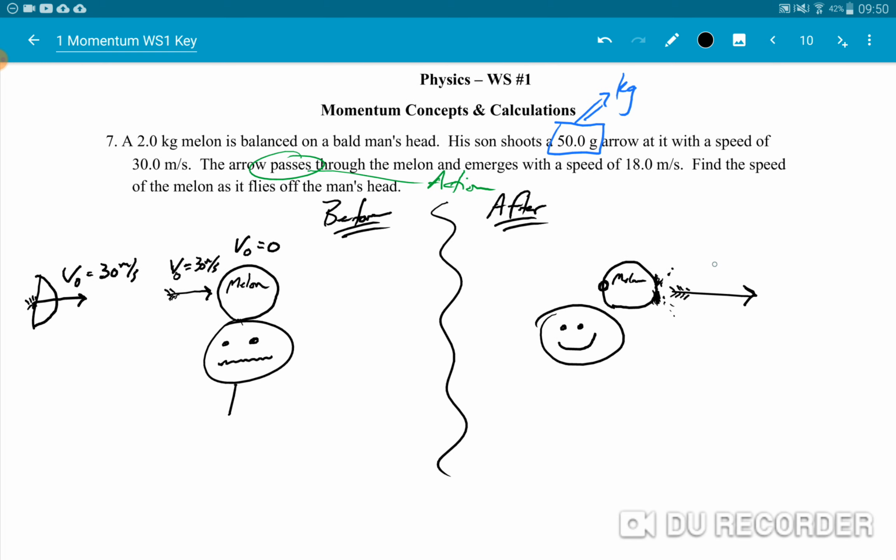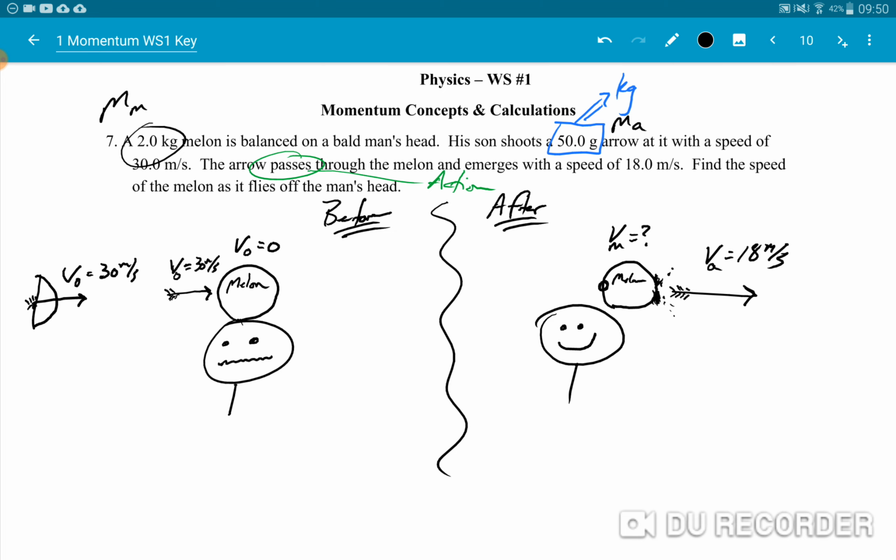So now we actually know the emerging speed. So the speed of this arrow at the end is 18 meters per second. The speed of this melon here, I'll put M for melon and A for arrow. Give him a neck there. All right, did I get everything in here? We'll get the mass of the melon here, and this is the mass of the arrow.